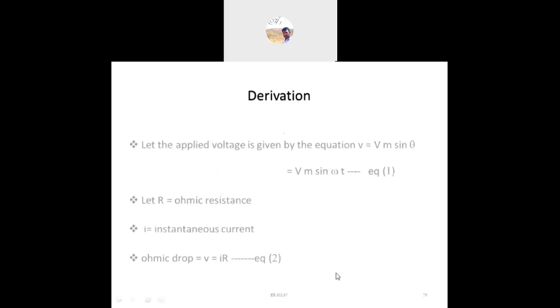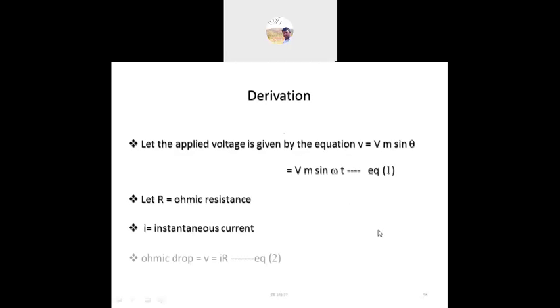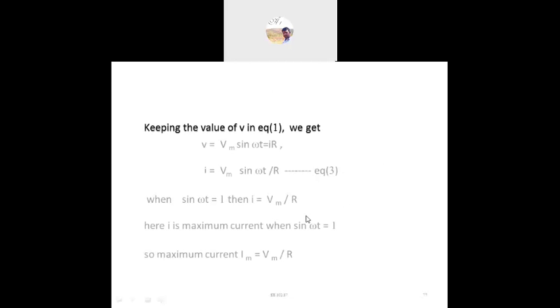At that time, let's apply the voltage given by the equation v = Vm sin omega t, where theta is equal to omega t, R is the ohmic resistance, and i is the instantaneous current. The drop across the resistor is iR. So Vm sin omega t is equal to iR, which gives i is equal to Vm sin omega t by R. That is the voltage value that we have.